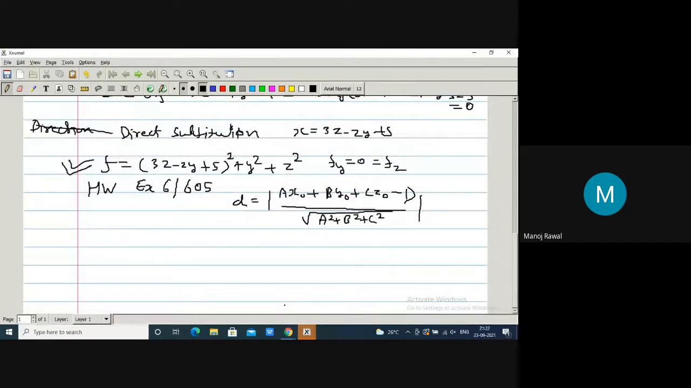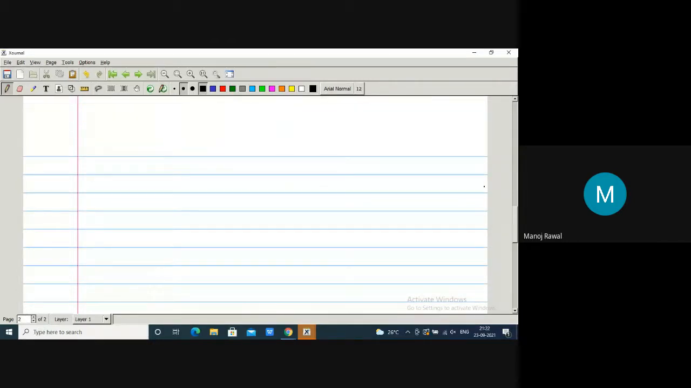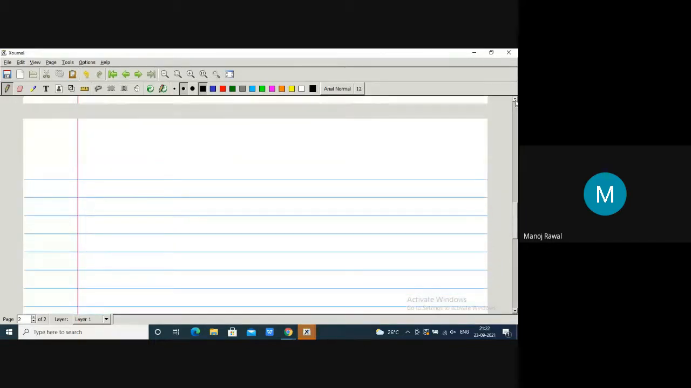Okay, so let's see what Lagrange multiplier says now. We won't be using direct substitution. He will say use Lagrange multiplier. So this condition of using direct substitution you might not find. Okay, so let me start over here. Please pay attention now, students. You have to look at the board.